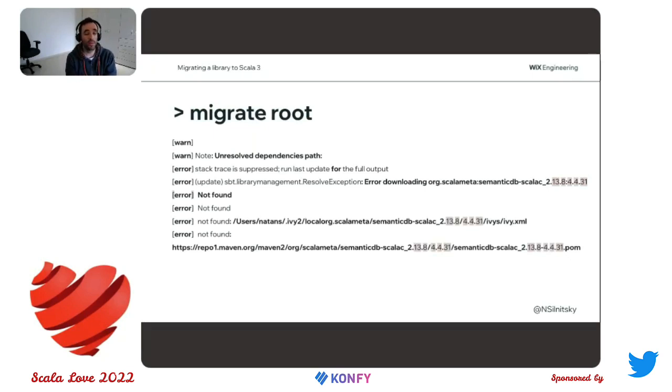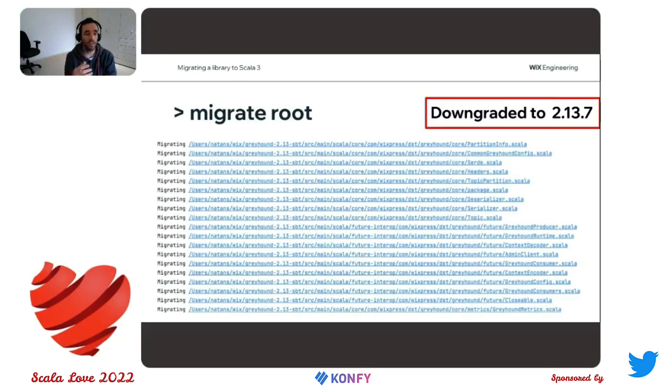Okay, so I ran the migrate step, and then I hit another issue, another error, which is that it couldn't download a SemanticDB jar that it needed because it doesn't exist for 2.13.8. So I tried to downgrade to 2.13.7, and for that, the plugin did find the version, and that really didn't affect Greyhound, it still compiled successfully. So I kept going with the migrate step, and it did run all the migration successfully.